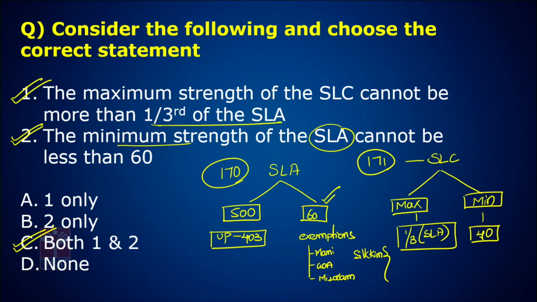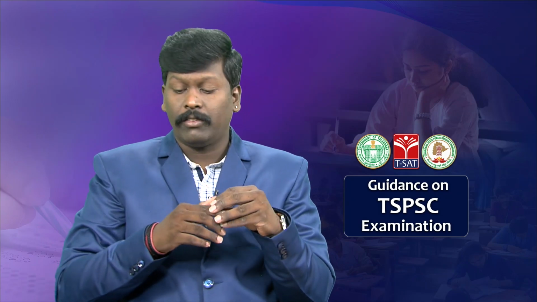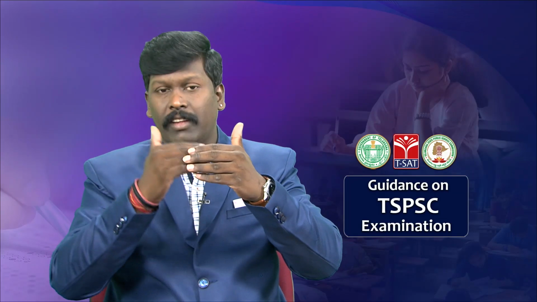Now, very important. Try to understand this. The composition of the assembly and the composition of the council is what you need to revise. Let me repeat this: the maximum strength of the council cannot be more than 1/3 of the assembly. These members of the council are called State Legislative Council members, or MLCs, Members of Legislative Council. These MLCs are elected by five batches of constituencies.